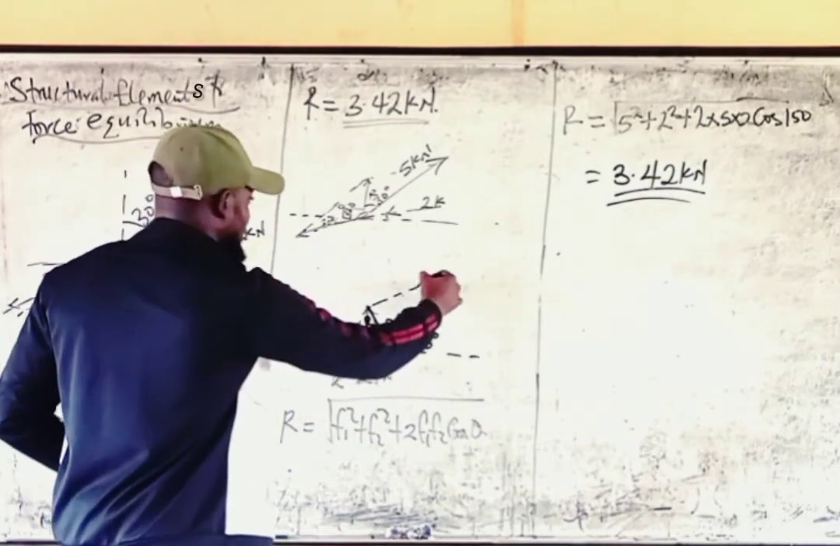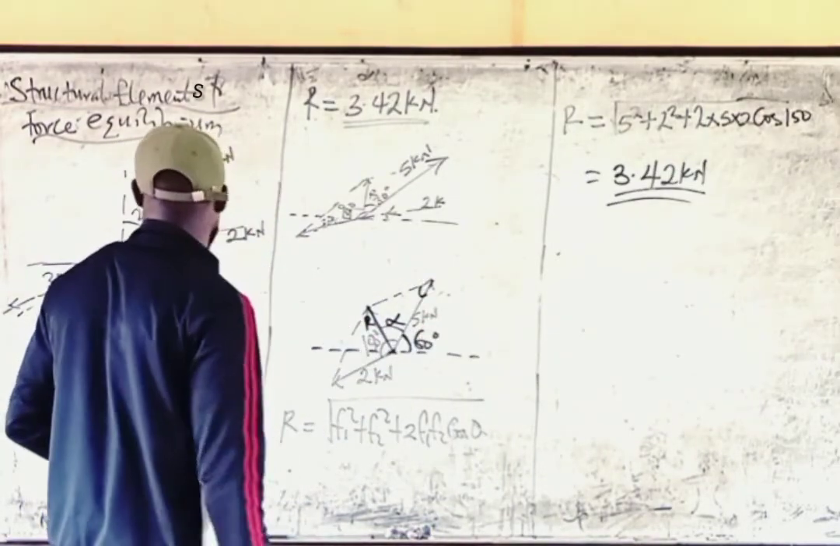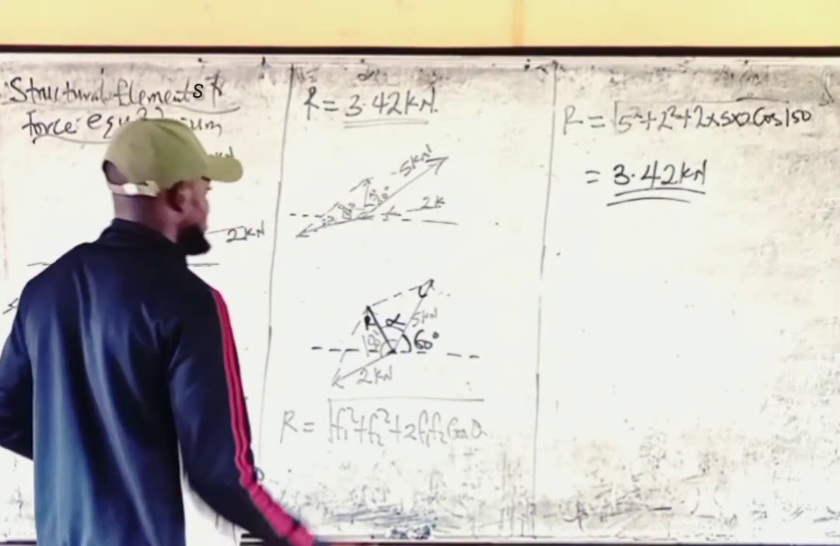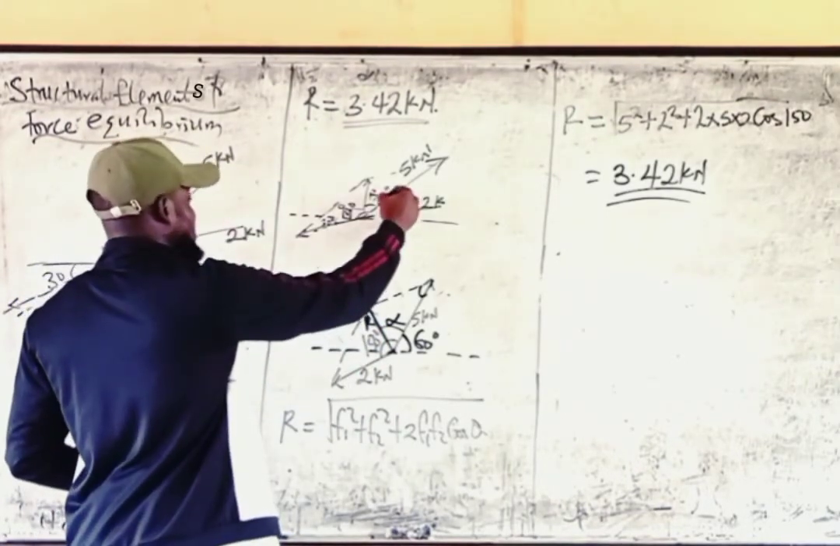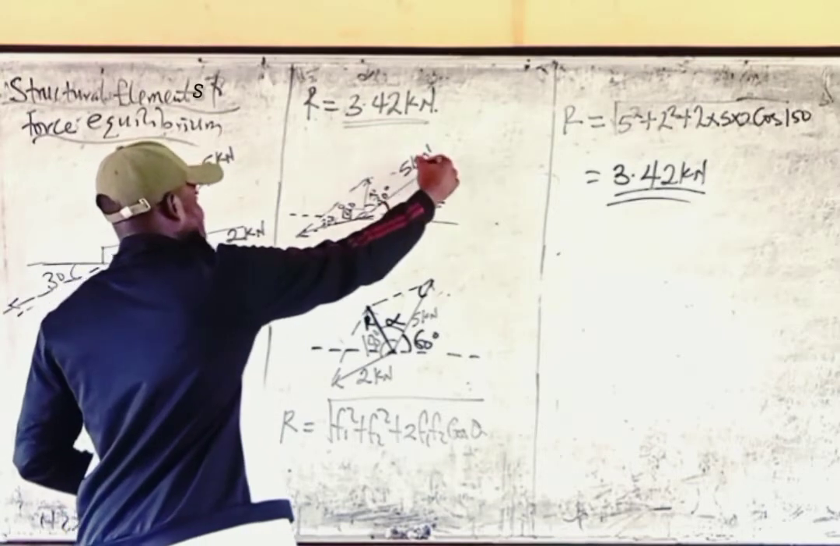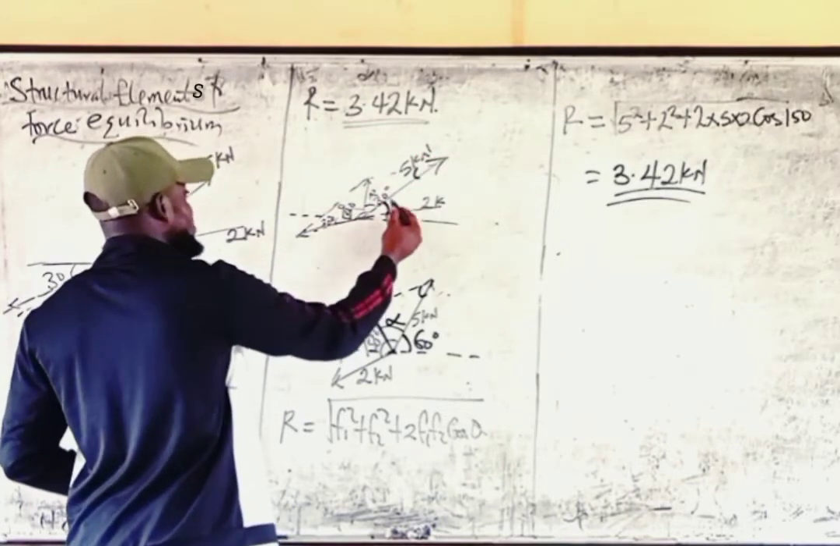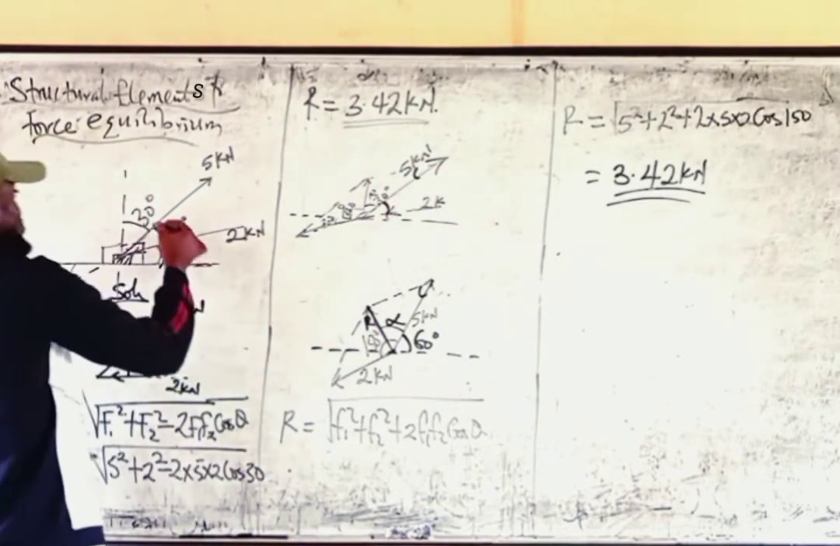We don't know alpha. So what is this angle? We don't also know that angle. So let's bring out that angle. Let's get the angle from here. This angle is alternate to this. So what is the angle between 2 and 5? The angle between 2 and 5 is 30.